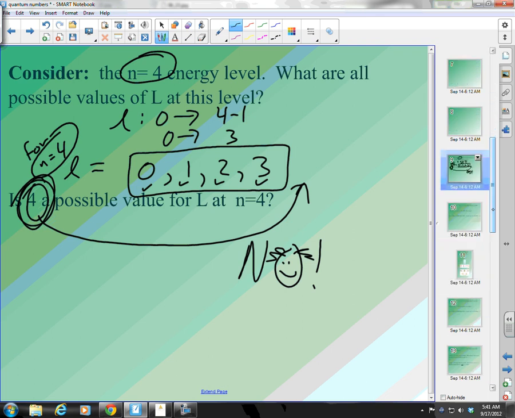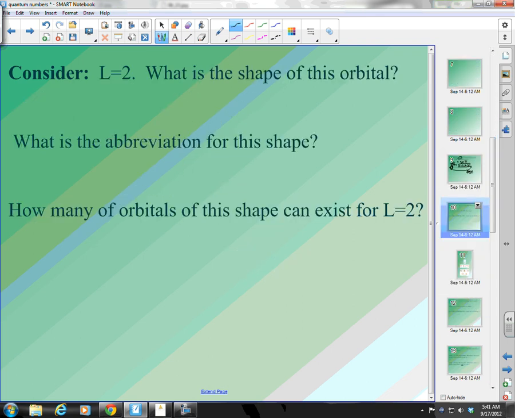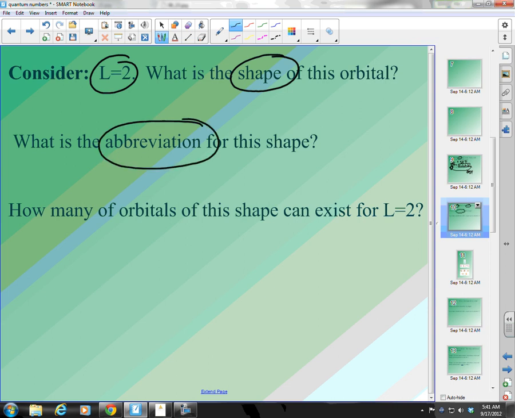Here we go. Aha, finally. Consider L equals 2. Okay, we know what to do there. What is the shape of this orbital? There may be more than one orbital here. Well, no, I don't think so. Yeah, we'll see. I'm not sure. L equals 2, and we want to know the shape, right? What is the abbreviation for this shape? Okay, and how many of these do I have? Well, I think we need to learn a little bit more.